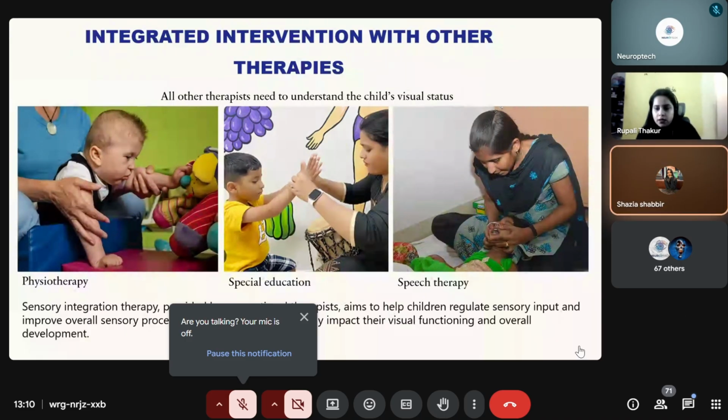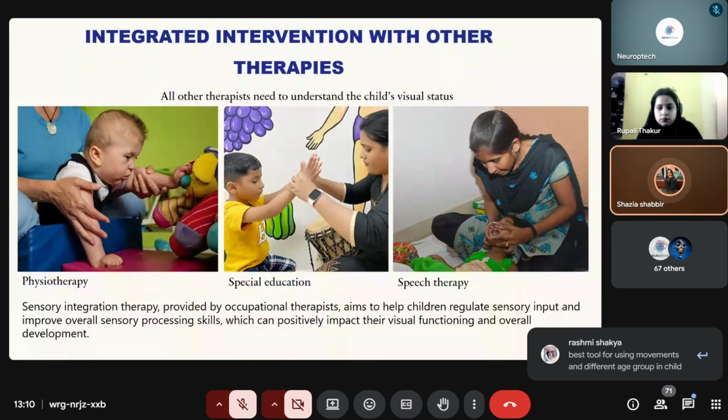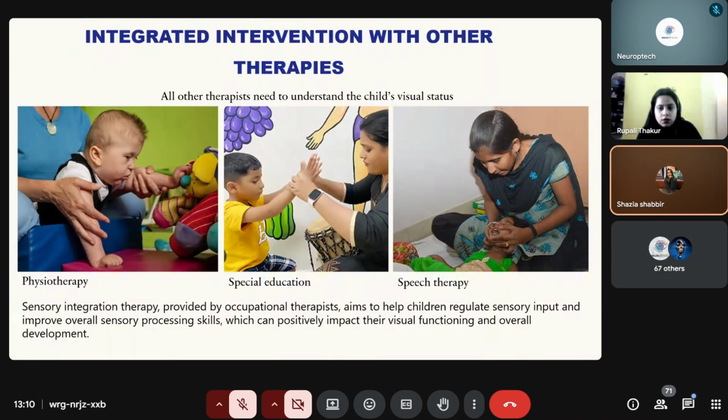Okay, okay. I think there are no more. Okay, fine. We have got another question. What is the best tool for using movements in different age groups in children? Okay, fine. What type of movement are you talking about?